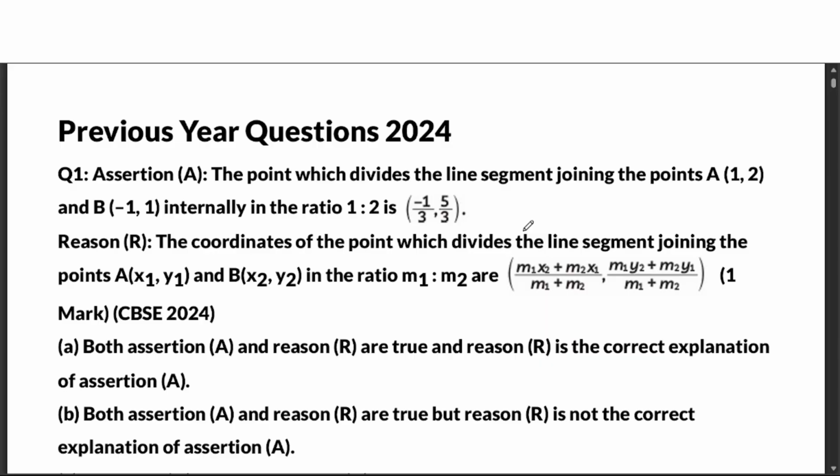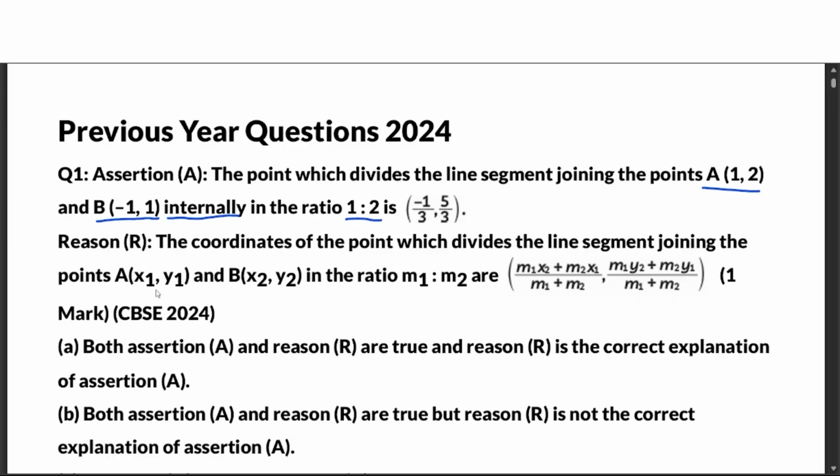Now the first question, you can see it is a 2024 coordinate geometry question. It is an MCQ question. It says assertion A: the point which divides the line segment joining the points A (1, 2) and B (-1, 1) internally in the ratio 1:2 has coordinates -1/3 and 5/3.